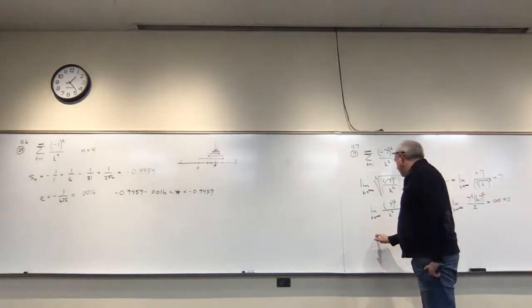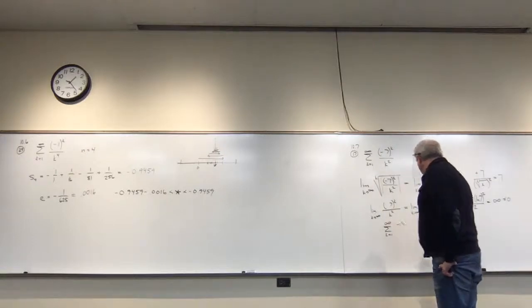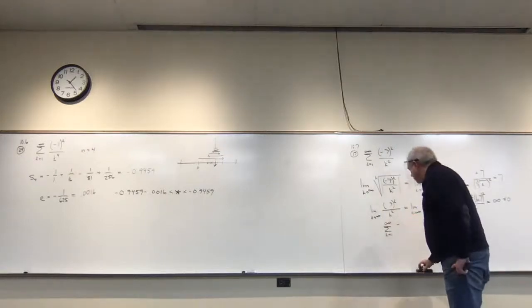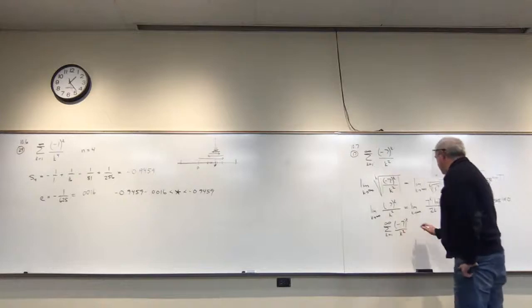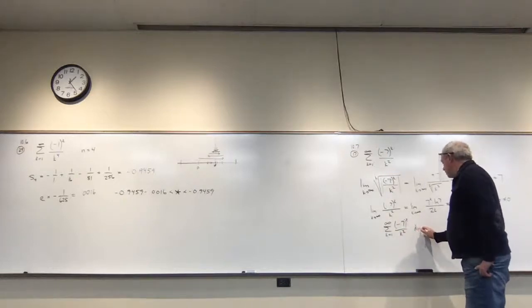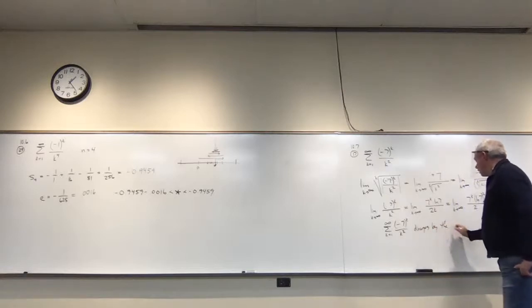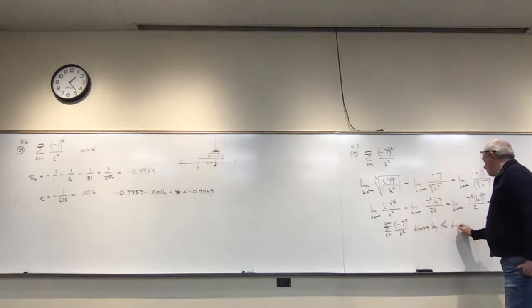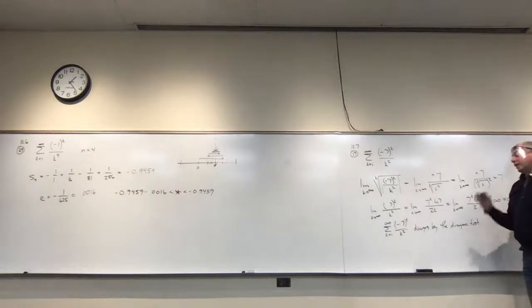Okay, so therefore, I can say that the sum, k going from 1 to infinity, of negative 7 to the k, divided by k squared, diverges by the divergence test. And we're done.